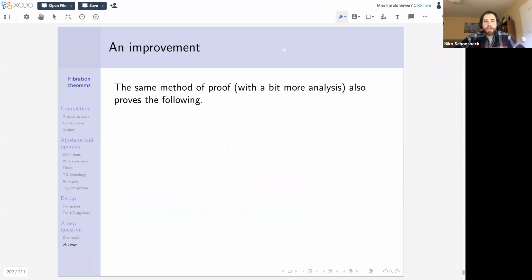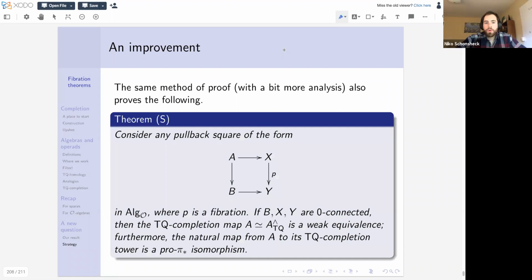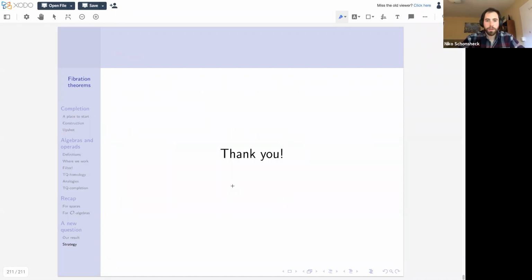It's also worth mentioning the same method of proof, but with a bit more analysis, proves the following generalization: if I have a pullback diagram where B, X, and Y are zero connected, then that pullback diagram is preserved by TQ completion. And the same strategy is to show that A into its completion is a weak equivalence. To get the original theorem, all you have to do is take B to be a point, and you get the fiber theorem. This was supposed to be 50 minutes, so I will end it there. Thank you.